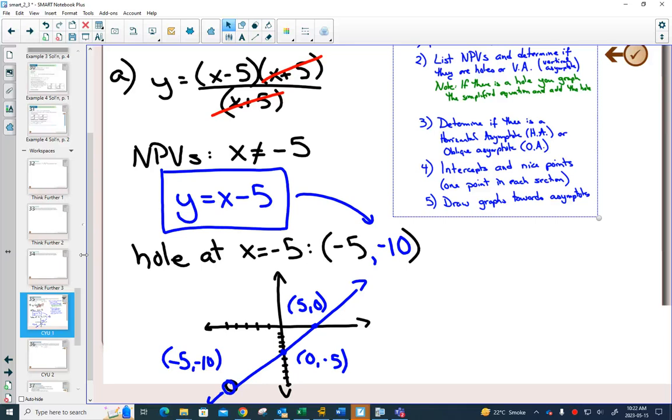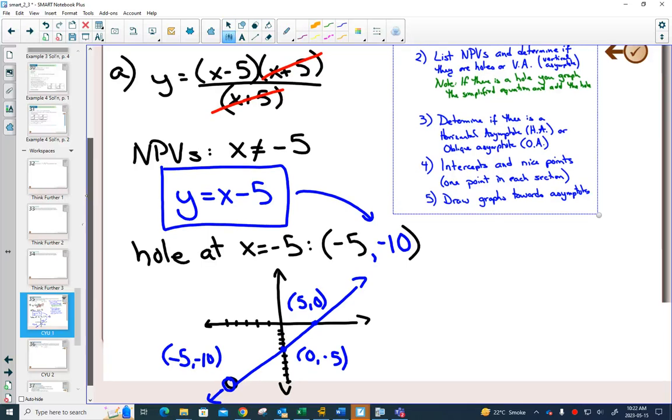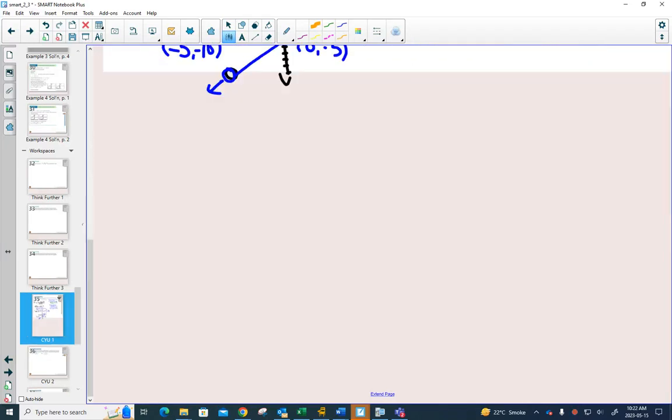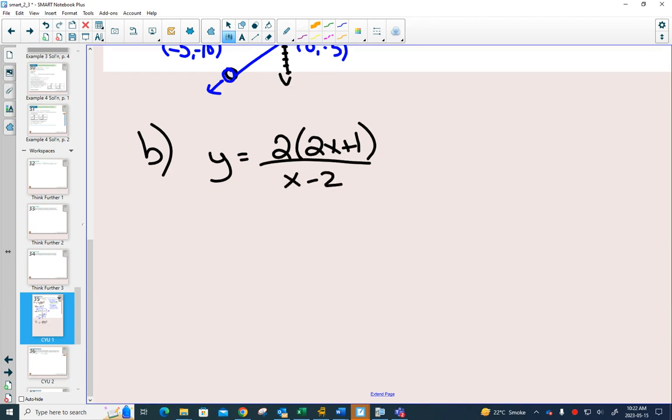When we look at part B, y equals 4x plus 2 over x minus 2. You could factor out a 2 out of the top, giving you 2 times 2x plus 1 divided by x minus 2. Step 1, factoring completely. Then list your non-permissible values. X can't equal 2 because that would cause you to divide by 0. Does the x minus 2 cancel out in this situation? No.